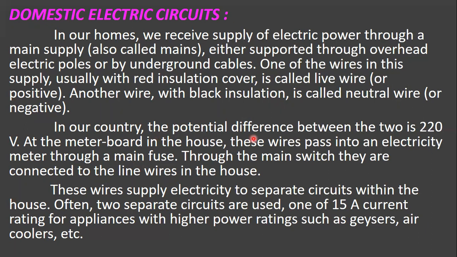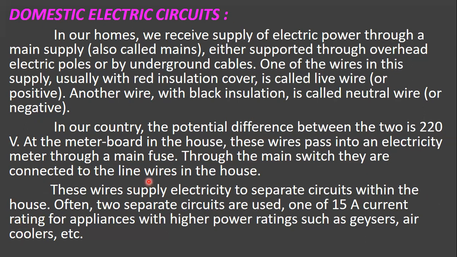And at the meter board in the house, these wires pass into an electricity meter through a main fuse. See, children, you may have seen the meter board in your houses, and there will be a main fuse in the meter board. These wires pass into an electricity meter through the main fuse, and through the main switch, they are connected to the line wires in the house. These wires supply the electricity to the separate circuits within the house.